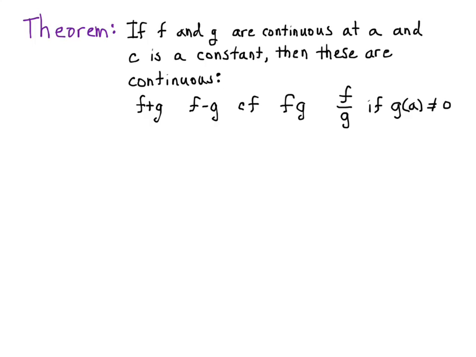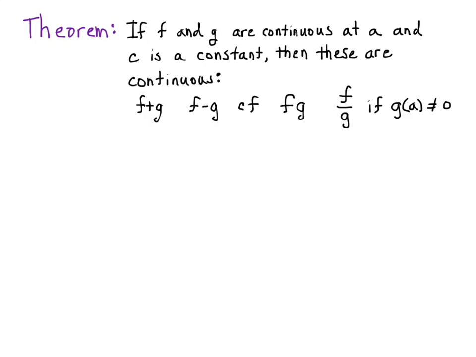So if f and g are continuous at a and c is a constant, then all these things are true. The sum of the functions is continuous, the difference of the functions is continuous. If you multiply a constant times the function, it doesn't change its continuity. If we take the product and if we take the ratio, so long as g at a doesn't equal 0, we're good there.